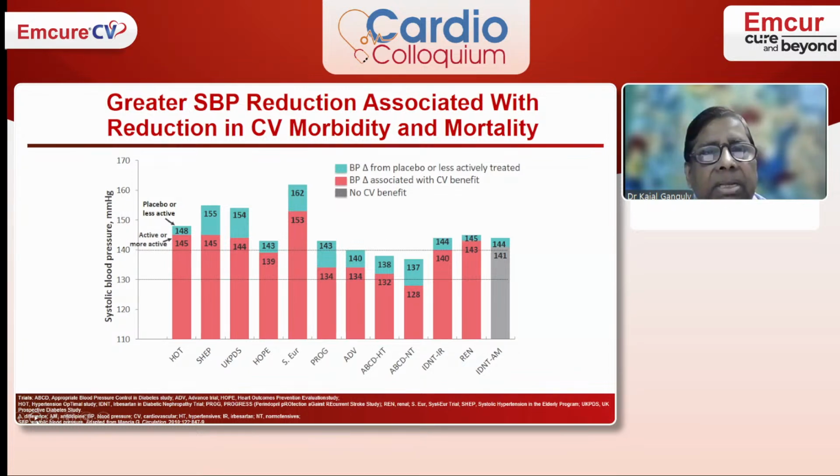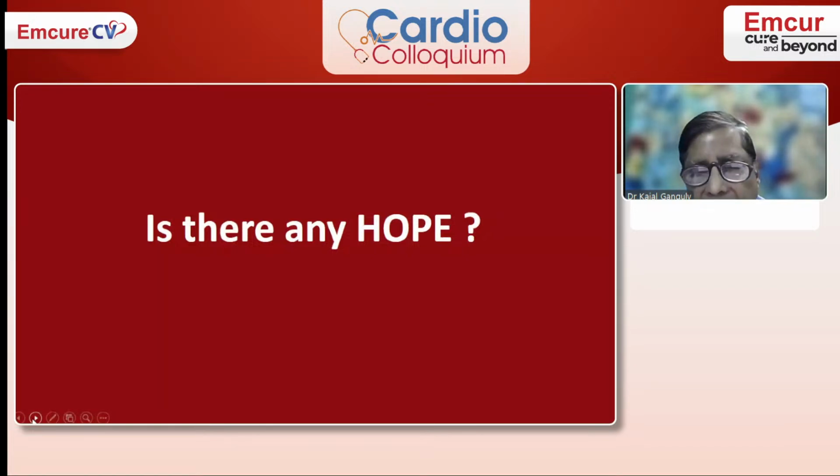So reduction of CV morbidity and mortality. If you see the green one, BP lowering from placebo or less intense BP lowering compared with intense BP lowering is associated with CV benefits. In all the studies, HOT, SHEP, UKPDS, HOPE, I shall come to it, EUROPA, PROGRESS, and the other IDNT renal and IDNT IM trials, all show benefit with intensive lowering of blood pressure compared to conventional treatment. It is said a 2 millimeter lowering of systolic blood pressure reduces the incidence of stroke by 10%, and myocardial infarction by 5%. Is there any hope? Next.